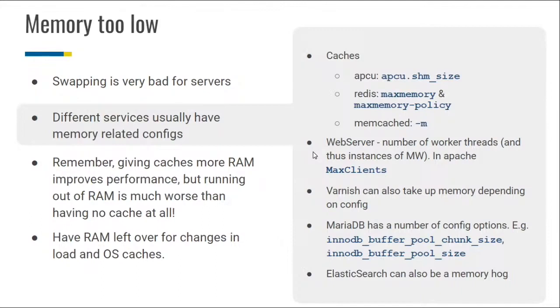Similarly, with web servers, the number of clients, the number of web requests processed at once, can increase your memory use if it's doing 200 requests all at the same time, instead of doing a small number of requests and then going to the next one. And a variety of other things. Elasticsearch can be a huge memory hog, that sort of thing.